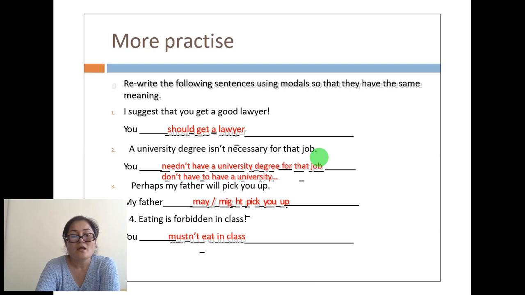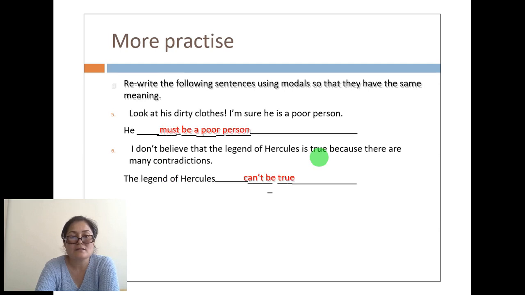Perhaps my father will pick you up. My father may or might pick you up. Eating is forbidden in class. You mustn't eat in class. Look at these dirty clothes. I am sure he's a poor person. He must be a poor person. I don't believe that the legend of Hercules is true because there are many contradictions. The legend of Hercules can't be true.